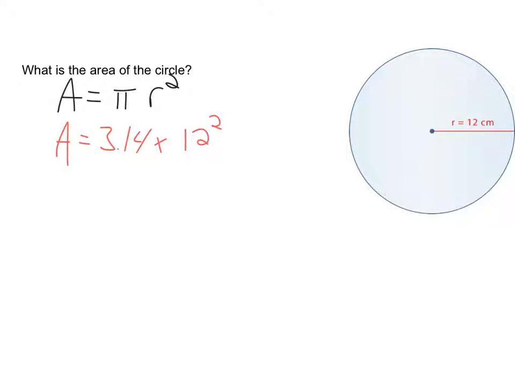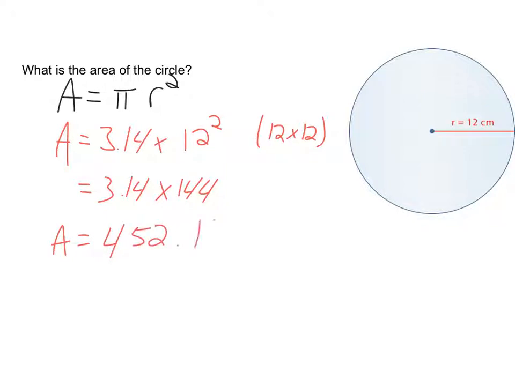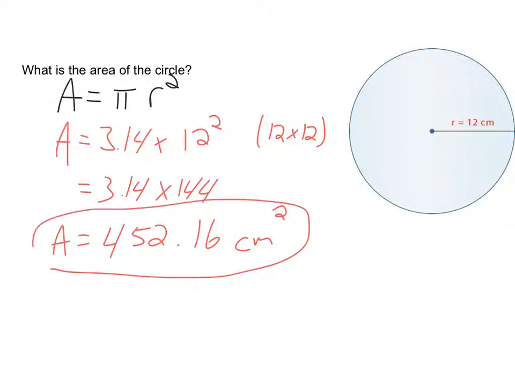So if we square our radius, which again is the same as taking the number times itself, I am going to get 3.14 times 144. And if I type that into my calculator, my area is going to be 452.16. Now we keep the same label, centimeters, but since we're doing area, we're going to square that centimeter. So it's going to be 452.16 square centimeters is our answer.